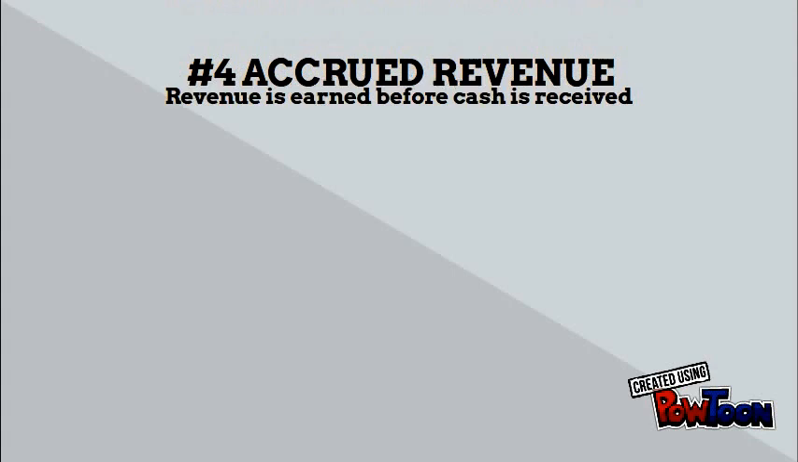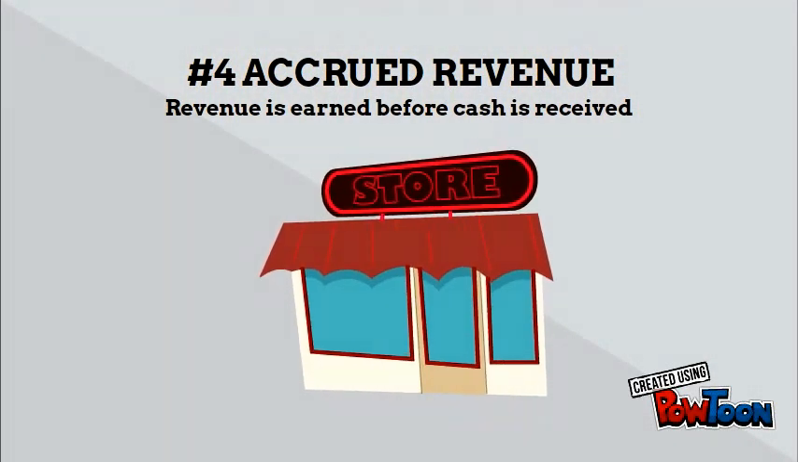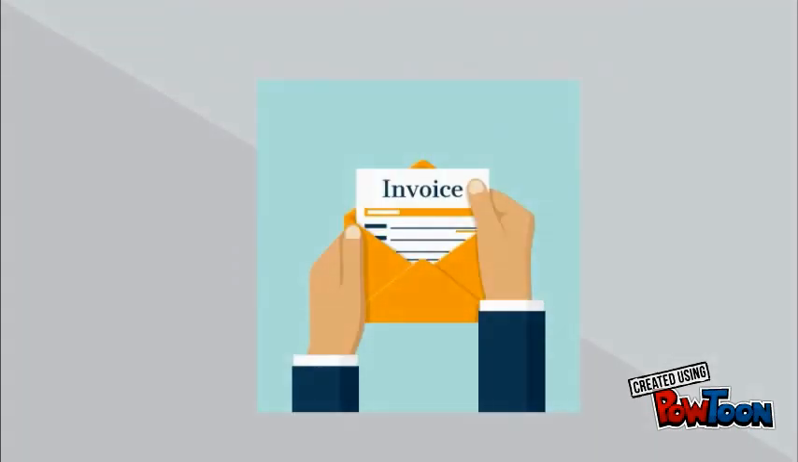Number four, accrued revenue. This is where revenue is earned before cash is received. For example, during the concert, an independent vendor sells the concert merchandise at the venue's entrance. As part of the agreement, the band receives 50% of total sales. On the 20th of December, the vendor advises he has sold a total of $5,000 worth of merchandise. The band bills the vendor $2,500. As it is a 30-day account, it is due for payment on the 20th of January.